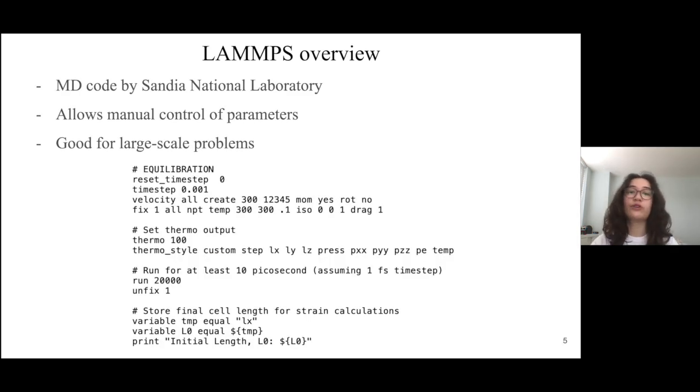A brief overview of LAMMPS, the code I'm using to run the simulations, created by Sandia National Laboratory. It is open source, and there are many resources out there. Here's an example of some lines of code. As you can see, you have control of many parameters, and LAMMPS is really good for large-scale problems too. Simulations that require lots of computing, like ours, are why we're using Texas A&M's advanced computing resources.